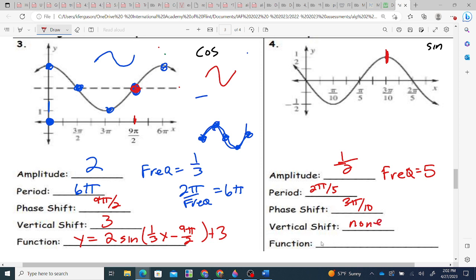So now let's write this down. I got y equals 1/2, because that's the amplitude, cosine. Frequency is 5. x minus 3 pi over 10. And then there's no vertical shift, so that'd be it.